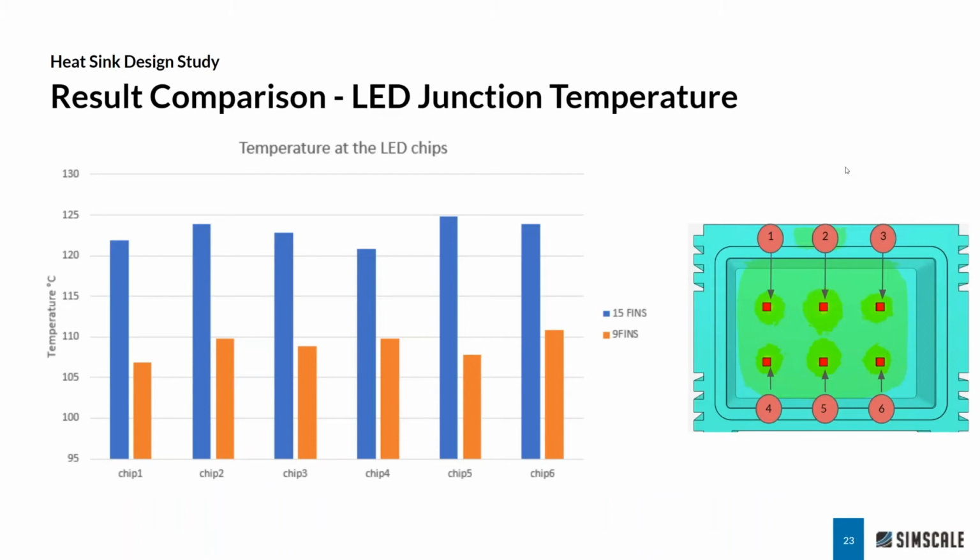Here's another way to visualize the data. The red bars are the temperature of all 6 chips for 9 fins. The blue is for 15 fins. Again, we're consistently seeing about a 20 Celsius delta, which is really not something you want. You want to get as low as possible.